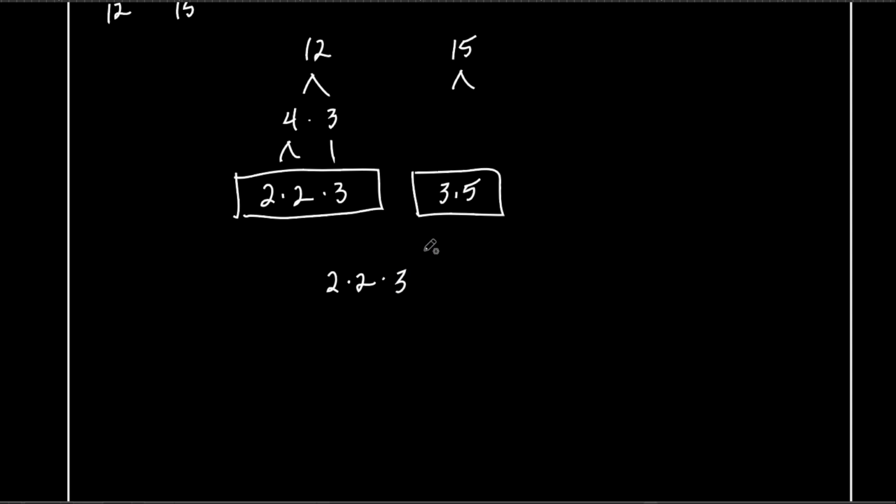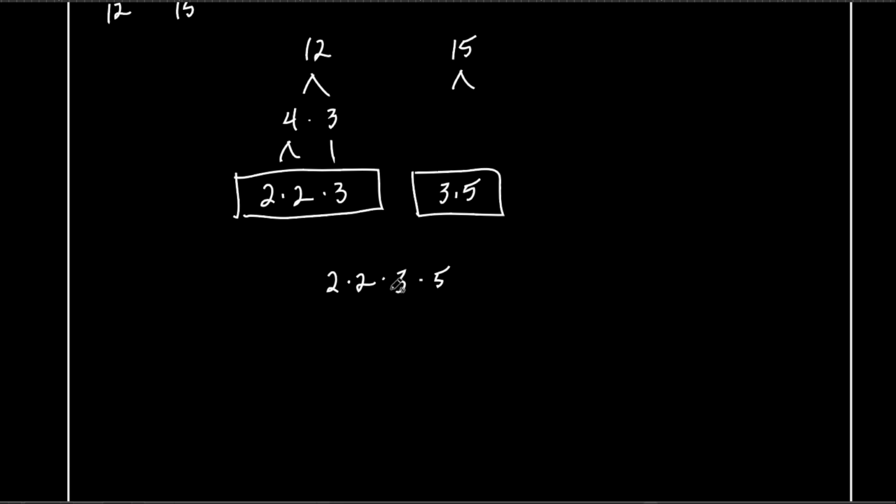With me? What other numbers show up here? A 5. Well, there's no 5s here, but that's okay. It still shows up here. How many times does it show up? Just once. So what do we do? We just put that down. Once we multiply all that stuff together, that's our least common multiple. That's the smallest number that 12 and 15 both divide into.